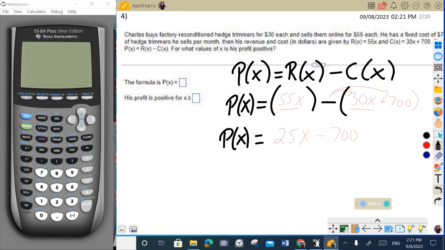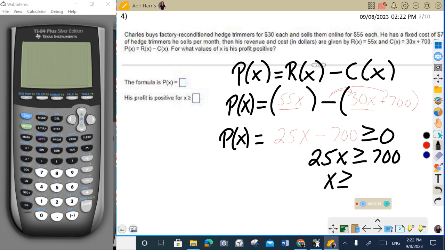So you take that off the top, and then it's $25 is really what you're making on every hedge trimmer. Now, it wants to know when the profits are positive, so we're just going to set this thing greater than or equal to 0 and solve for X. So I'm going to add 700 on both sides, and then I'm going to divide both sides by 25. When I do 700 divided by 25, you get 28. And so 28 is the second part of the answer.